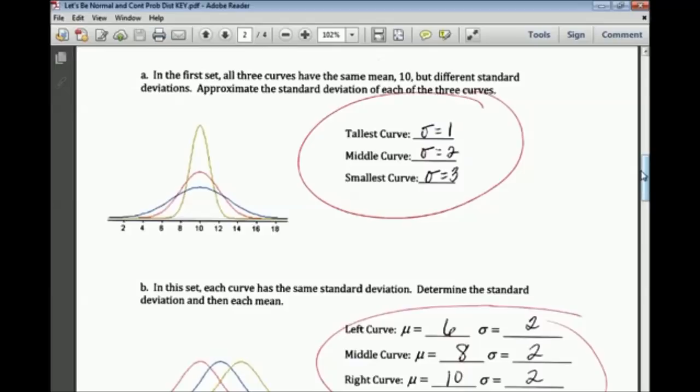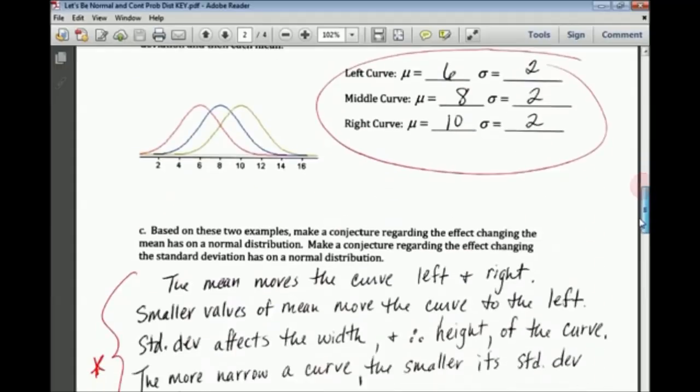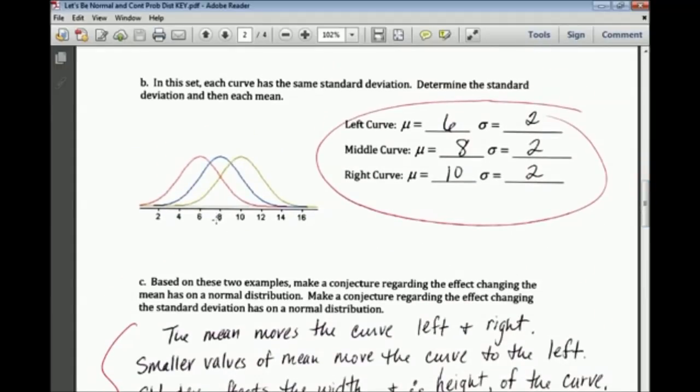The taller the curve, the smaller the standard deviation, because the tighter the data is to the mean. The tighter the data is to the mean, the taller your curve. Now, 2.2 on the second one, did you notice that every one of the curves looked similar? They were similar in shape and in size. They had just been shifted.